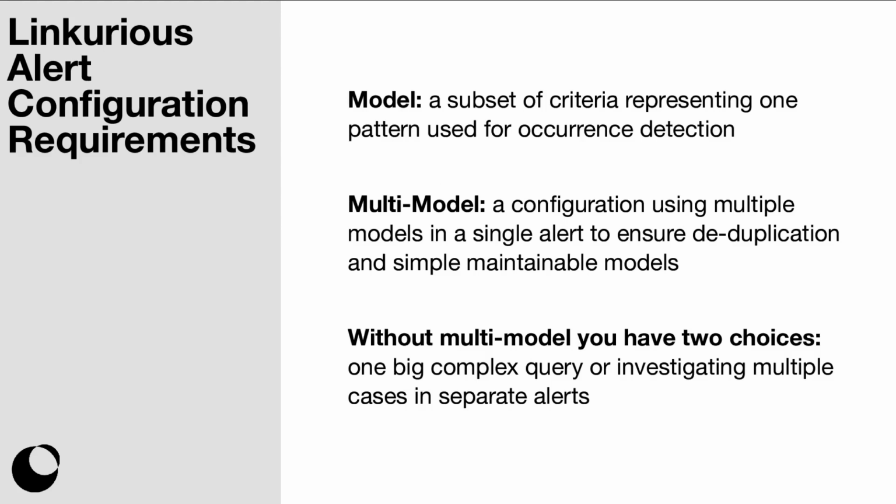Linkurious Enterprise v4 introduced what is called multi-model alerts. But first, what is a model anyway? A model is a subset of criteria representing one pattern used for occurrence detection. And a multi-model configuration will be using multiple models in a single alert to ensure the deduplication and simple maintainable models. So the patterns will be simple, and then we'll be grouping all of them in a single alert.